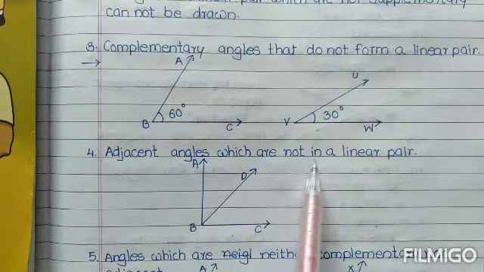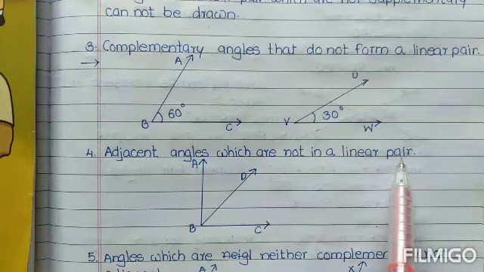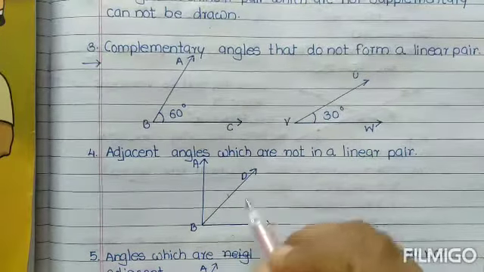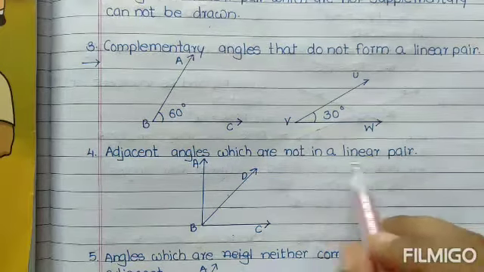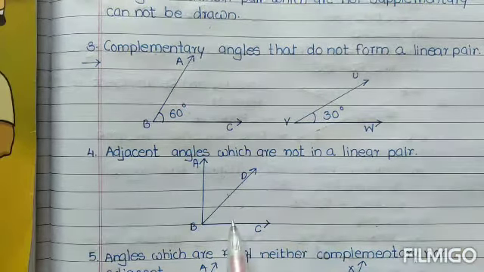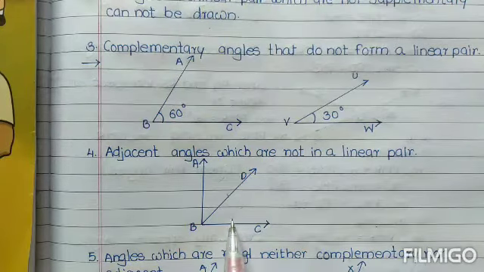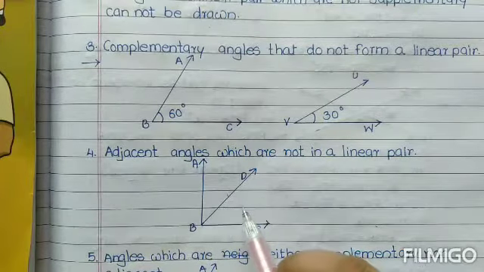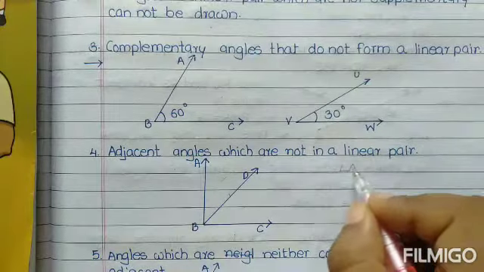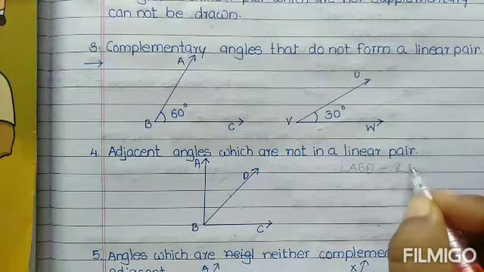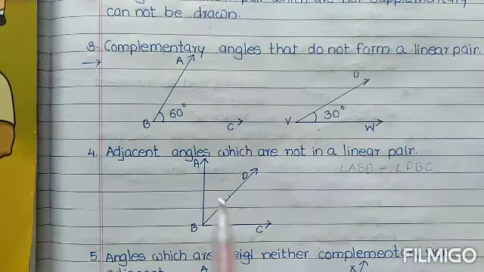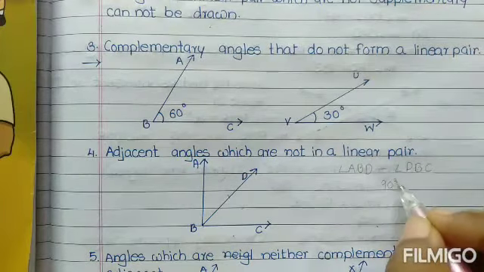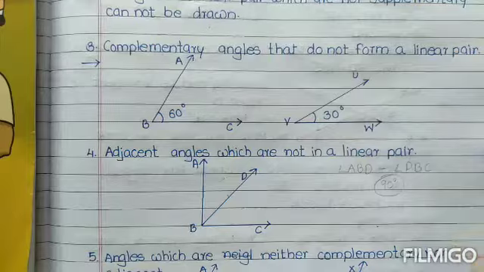Adjacent angles which are not a linear pair. What is the condition for adjacent angles? One arm is common and the interior parts are different, but they are not a linear pair. So I can draw like this: obtuse, acute or right angle, which show one arm is common and the interior parts are different. So here angle ABD and angle DBC are a pair of adjacent angles. And what is the sum of that? 90 degrees. So they are not linear pair angles.